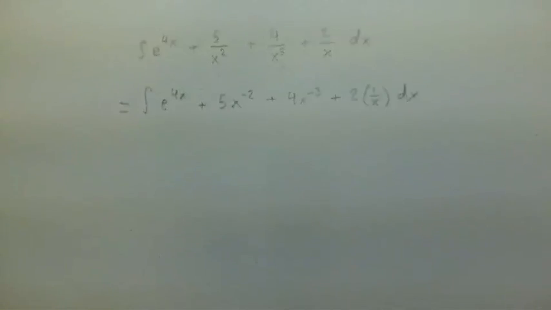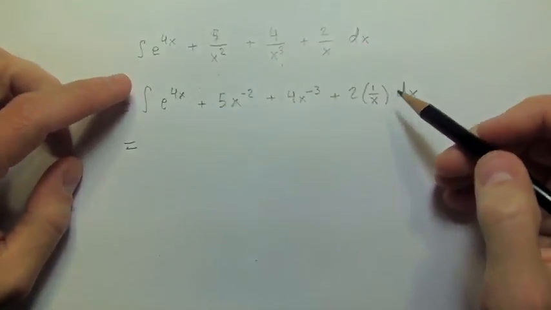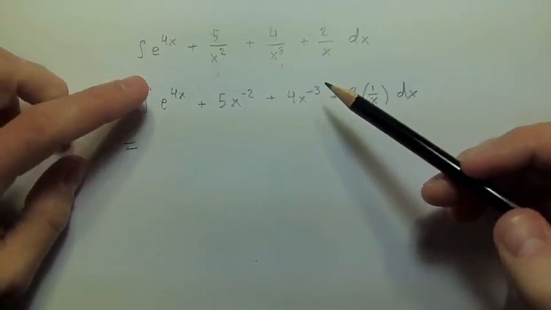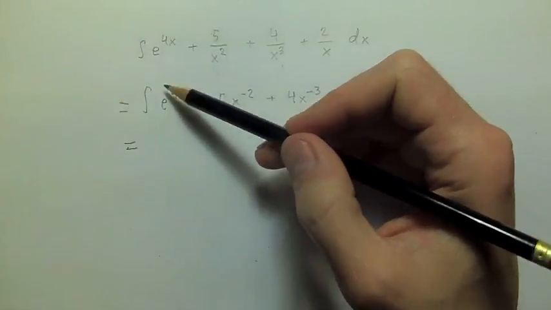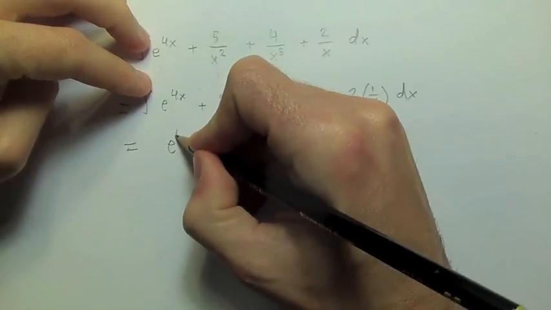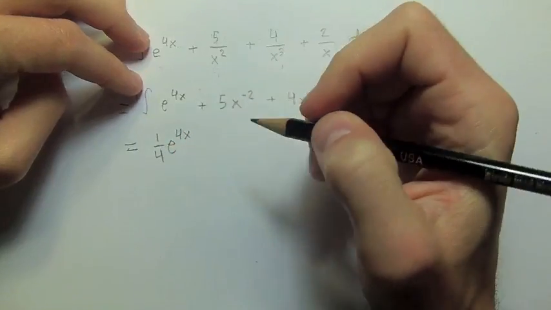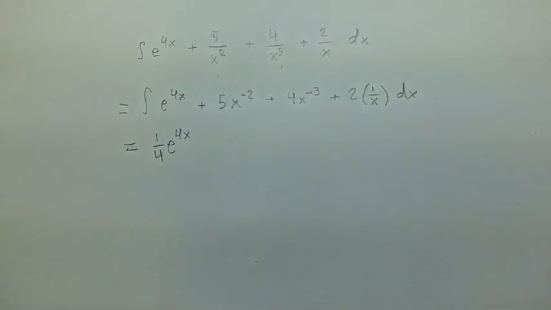Okay. So, we're going to just go down the line and start taking antiderivatives. So the integral of e to the 4x is going to be itself, but since we have a 4 up there and it's an integral, it's 1/4 e to the 4x.